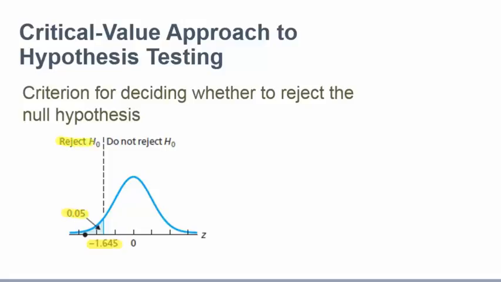and the distinction between reject H sub 0 and do not reject H sub 0. With the critical value, we'll find our critical value and decide whether to reject or do not reject H sub 0.